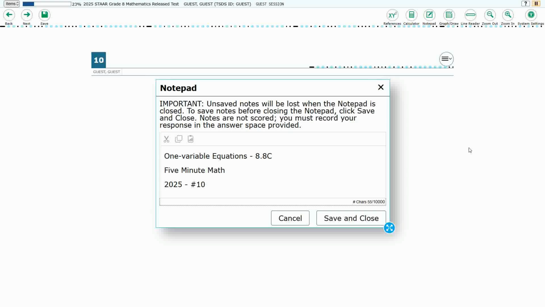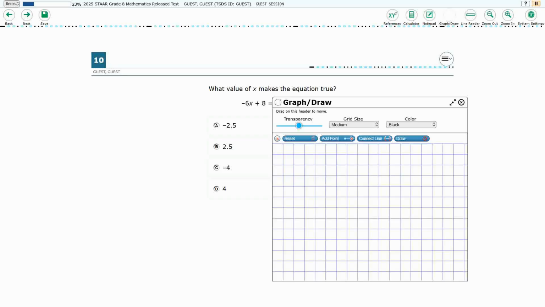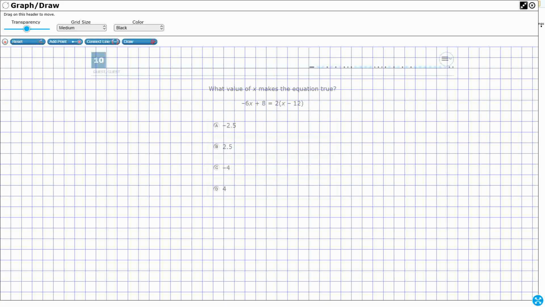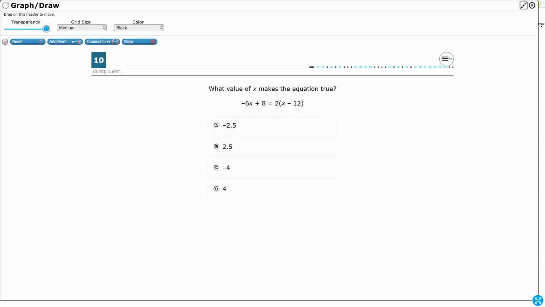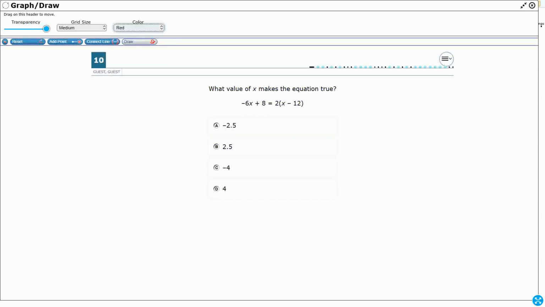Today we are looking at the 8th grade concept of one variable equations. This is standard 8.8c in the great state of Texas, and we are using item number 10 of the 2025 released STAAR test. If you haven't done so already, please go ahead and take a moment to pause the video, work this problem out on your own, unpause it, and we will look at our answers together.